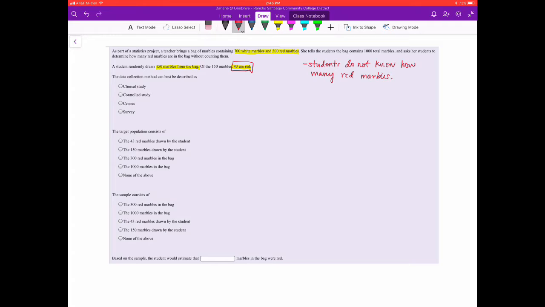This data collection method can best be described as a clinical study, a control study, a census, or a survey. Since this is just grabbing 150 marbles and then marking which ones are red and which ones are white, really what you're taking is a survey of the marbles and their colors.